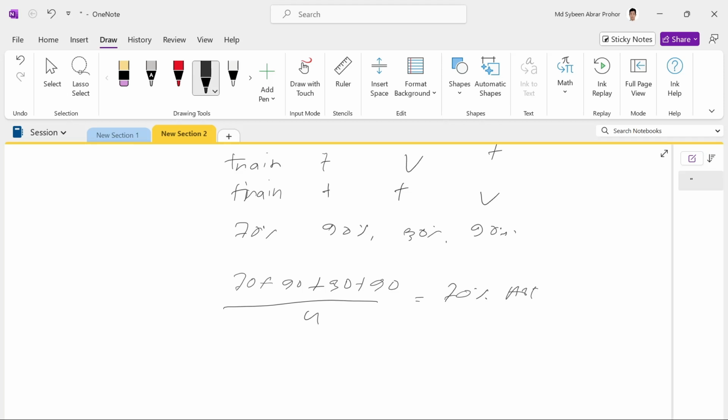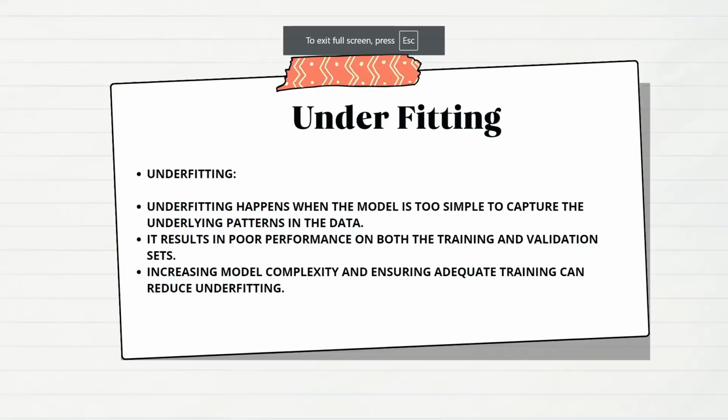So it helps us to avoid the overfitting problem, and these are the problems we face when training our machine learning models. And this was our session for today. Hopefully we'll come back tomorrow with other challenges of machine learning.